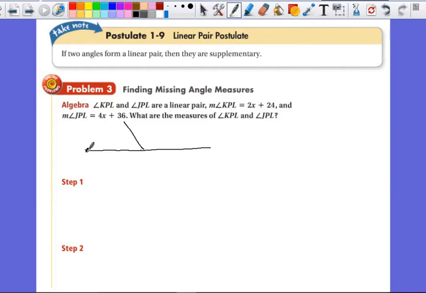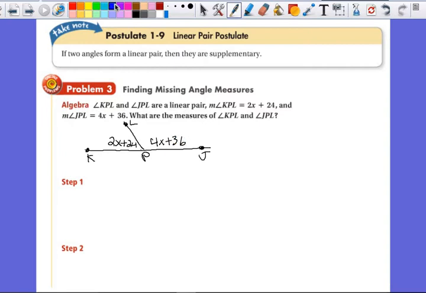And we're going to call this side KPL. Then the other one is going to be JPL, which means I have to put a J out here. Now that we have that, let's write in the information that it gives us. KPL is 2x plus 24. And then it tells us that JPL is 4x plus 36.